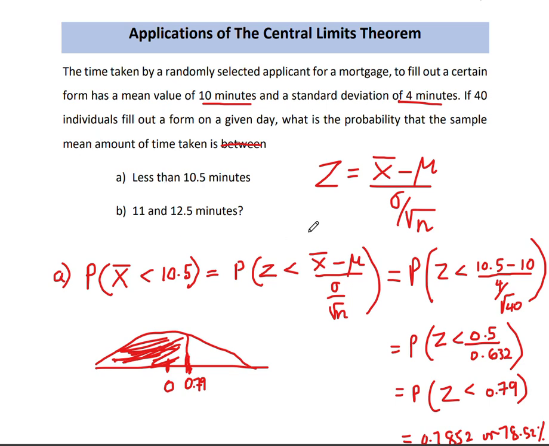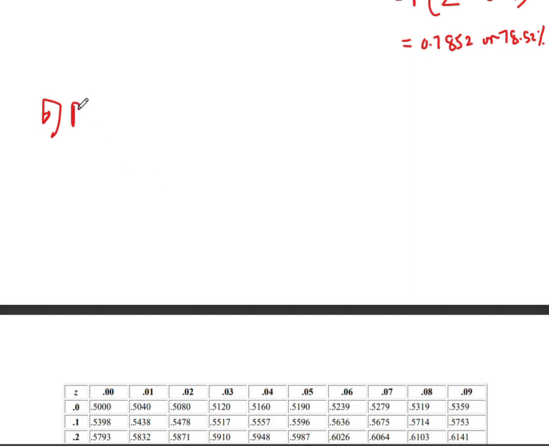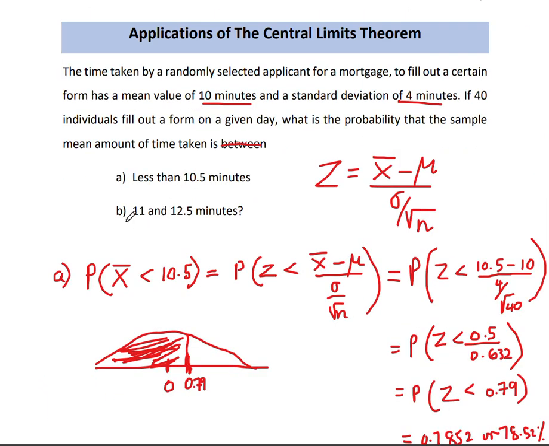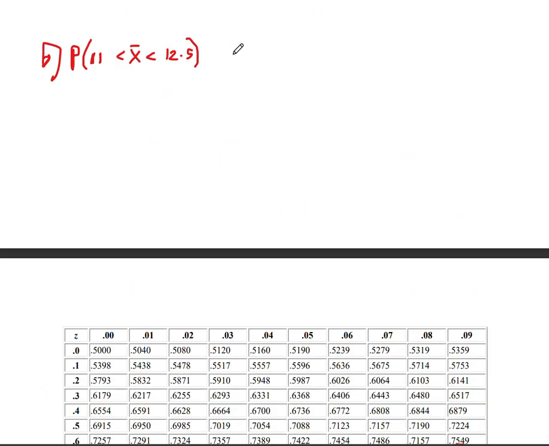In B, we're asked to find the probability that it will take a client between 11 and 12.5 minutes to complete an application form. So here I'm going to set this out as my probability statement. This is the probability that x bar is less than 12.5, which is the upper value in the interval we're given, but greater than 11. Said another way, this is the probability that x bar, which is the average time from the sample, is greater than 11, but less than the higher value of 12.5.